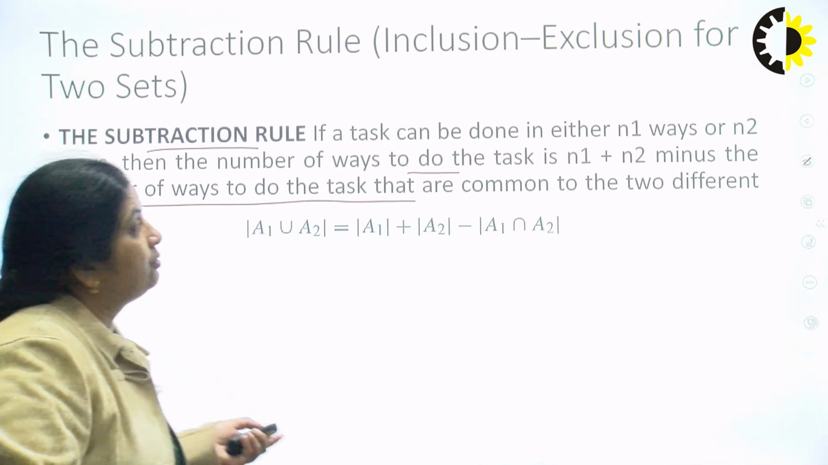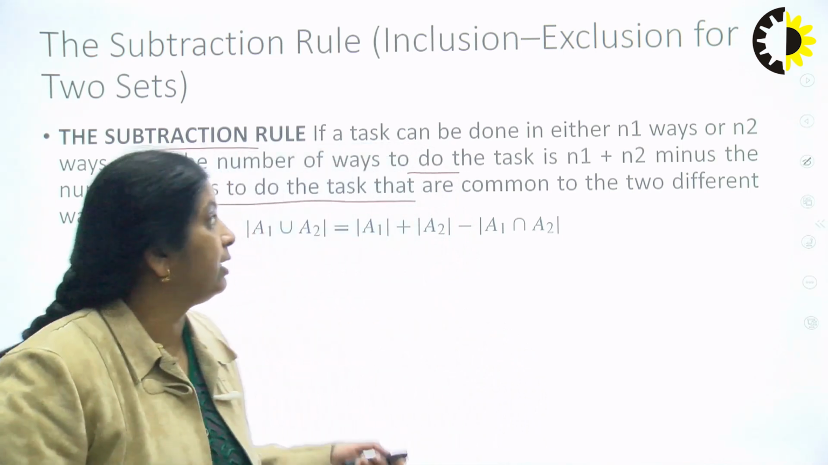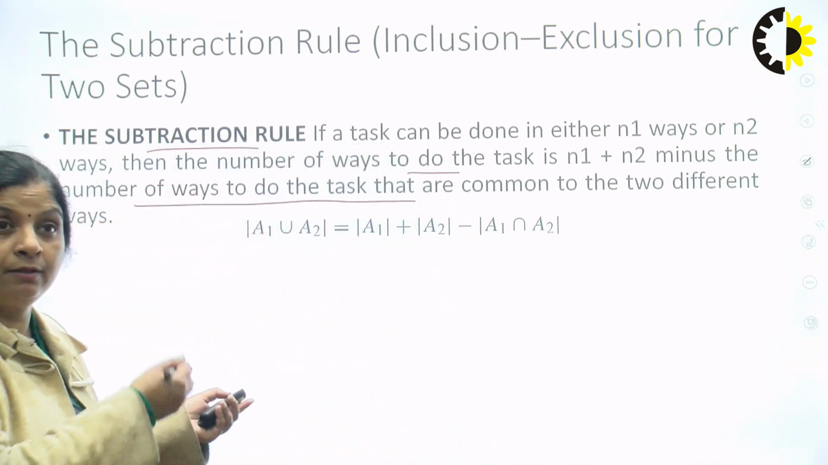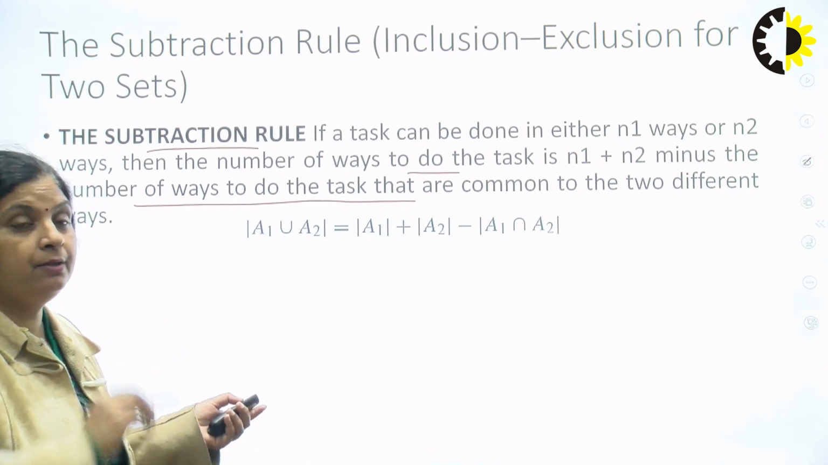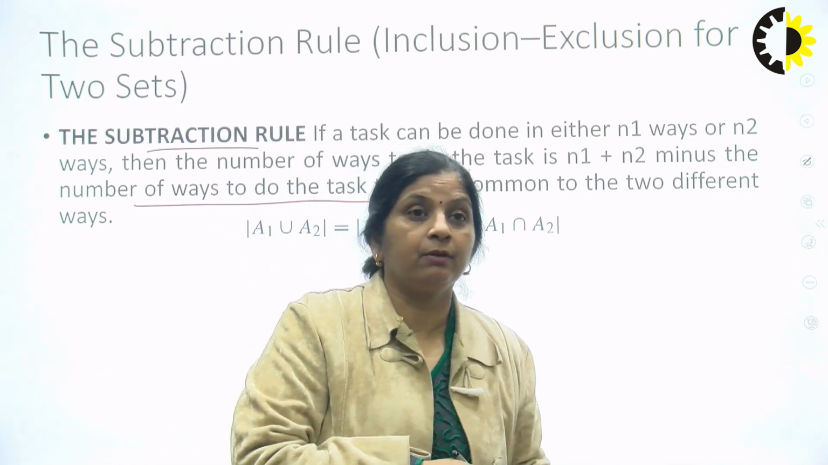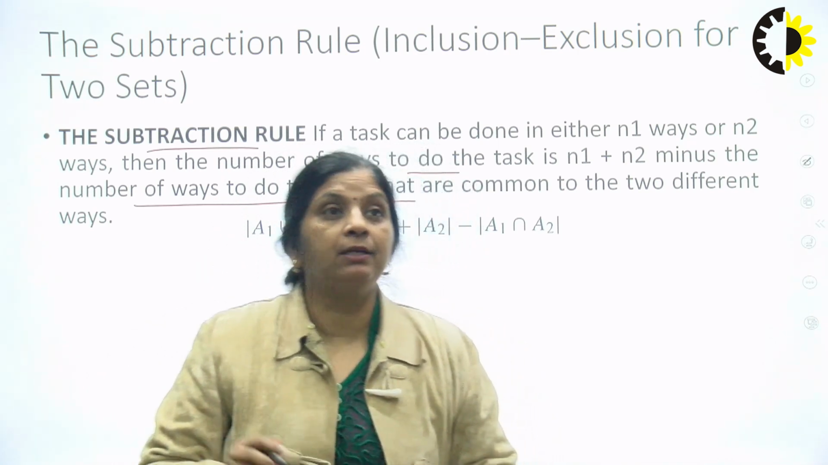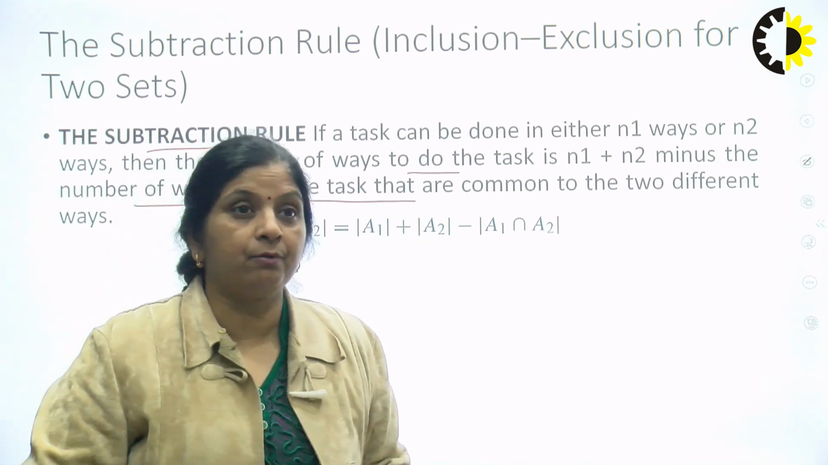So in this particular lecture, we have talked about 3 rules: the sum rule, product rule, and subtraction rule. In the next lecture, we'll continue from here and talk about the remaining part, that is the division rule and the pigeonhole principle.